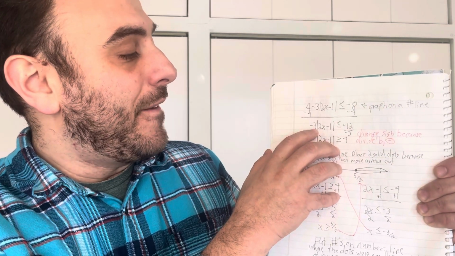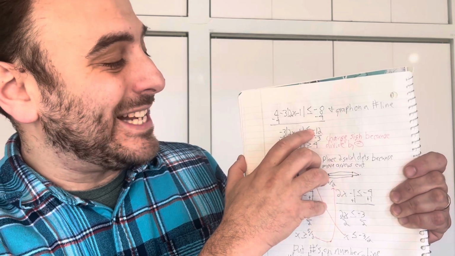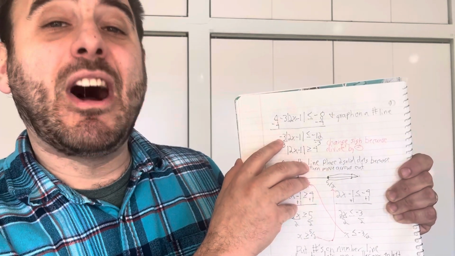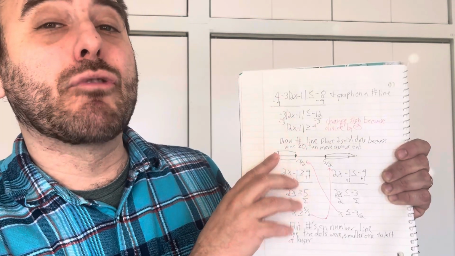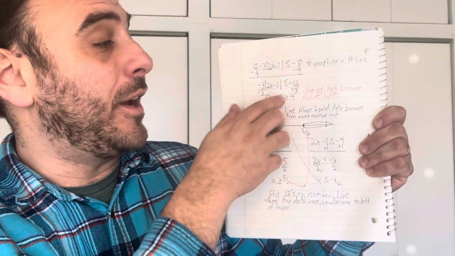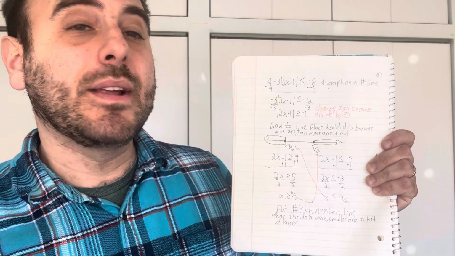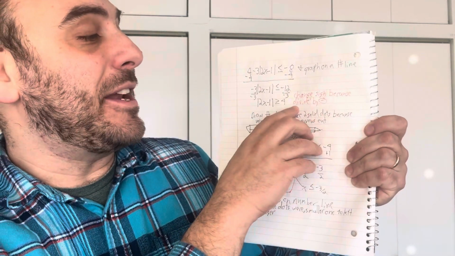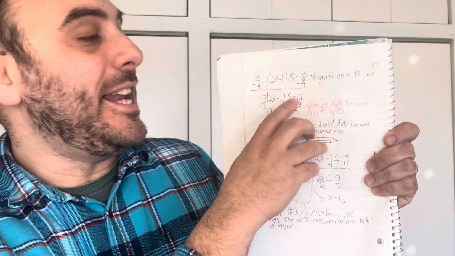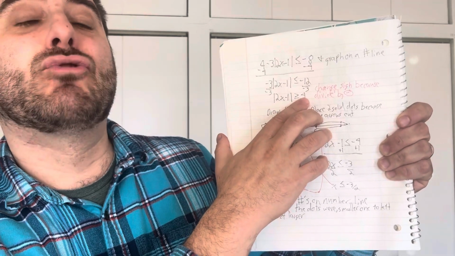So we have negative 3 times the absolute value of 2x minus 1 is less than negative 12. Then we want to divide by that negative 3 on both sides. Negative 3 divided by negative 3 is just 1. Negative 12 divided by negative 3 is 4. But since we divided by a negative number, the inequality sign goes from a less than sign to a greater than sign.